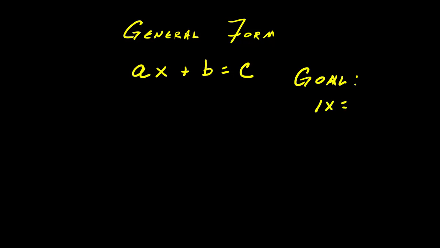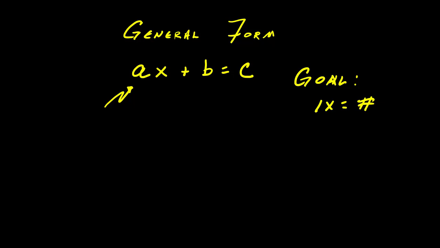The general form of the equation that we'll be working on is given as ax plus b equals c. Remember that our goal ultimately is to get 1x equals some value.